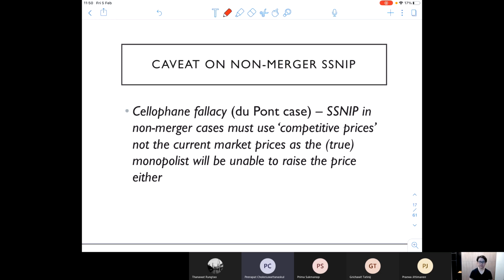But be careful of this. It's called the cellophane fallacy. It comes from the DuPont case. All right. SNIP in non-merger cases must use the competitive price, not the current market price.